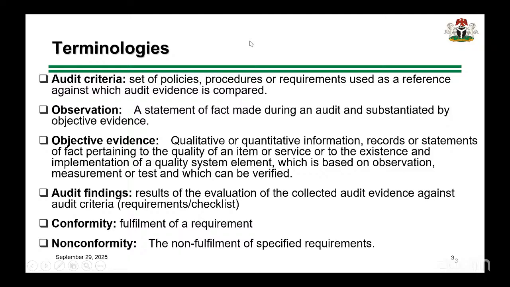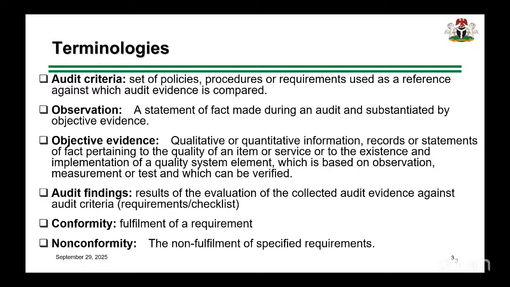So let's look at some of the terminologies. We have audit criteria. So audit criteria are a set of policies, procedures, or requirements used as a reference against which the audit evidence is compared. So every audit must have a criteria. Then there's what we call observations. Observation is a statement of fact made during an audit and is sustained by objective evidence.